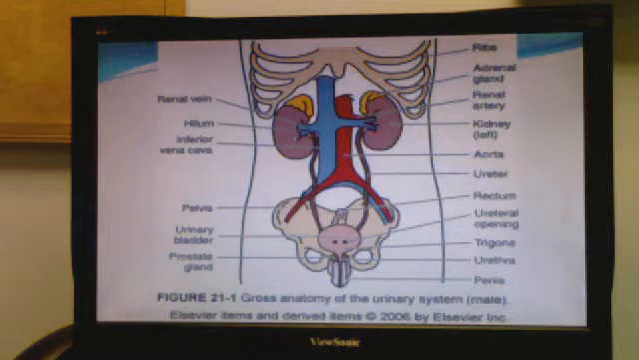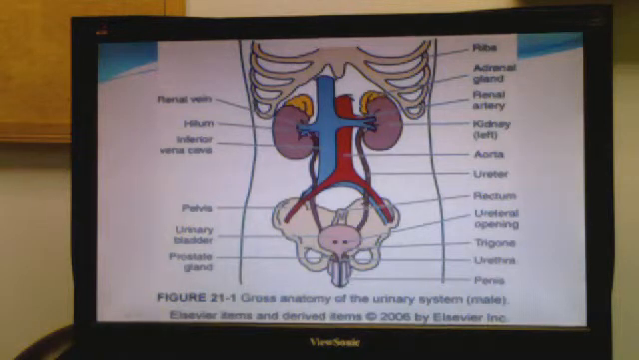Although this picture may not show you quite obviously, the right kidney is slightly lower than the left, and that is because there is an organ just superior to it, and that is what we call the liver. And we did discuss the liver's location when we were doing the digestive system.